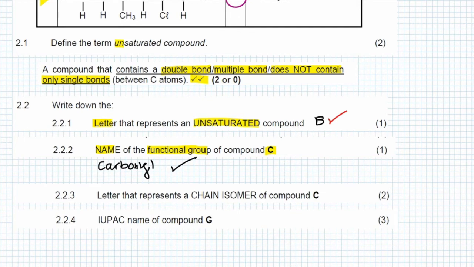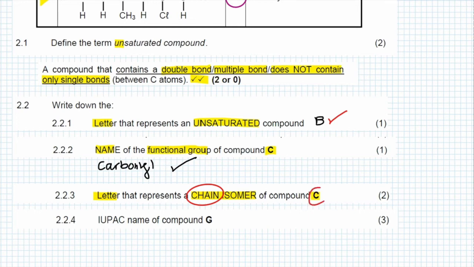Question 2.2.3 says, write down the letter that represents a chain isomer of compound C. Remember, isomers are molecules that have the same molecular formulae. So they contain the same types of atoms and numbers of each type of atom, but their structures are different. We have 3 different types of isomers: functional isomers, chain isomers, and positional isomers. Chain isomers will belong to the same homologous series, and they will therefore have the same functional group.